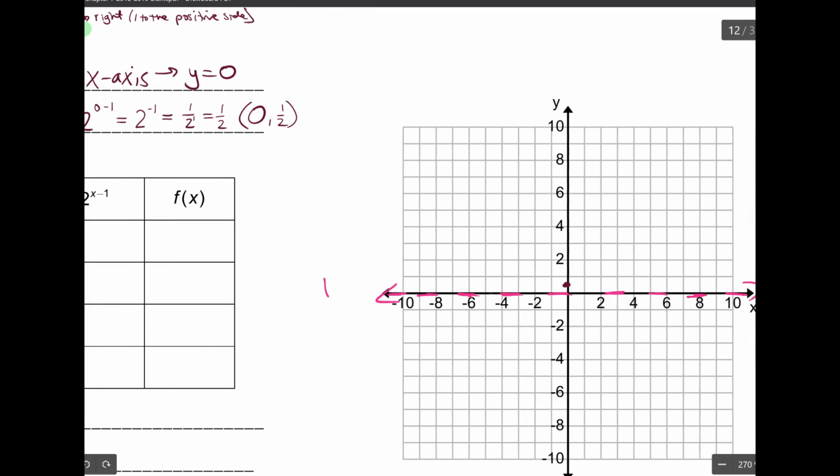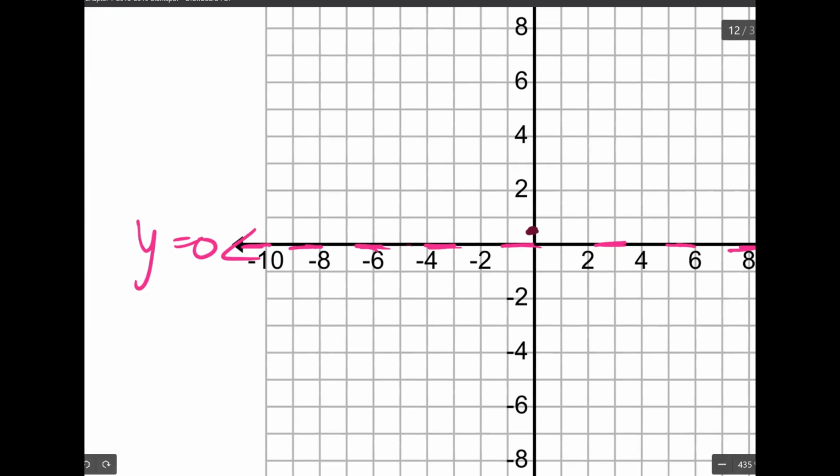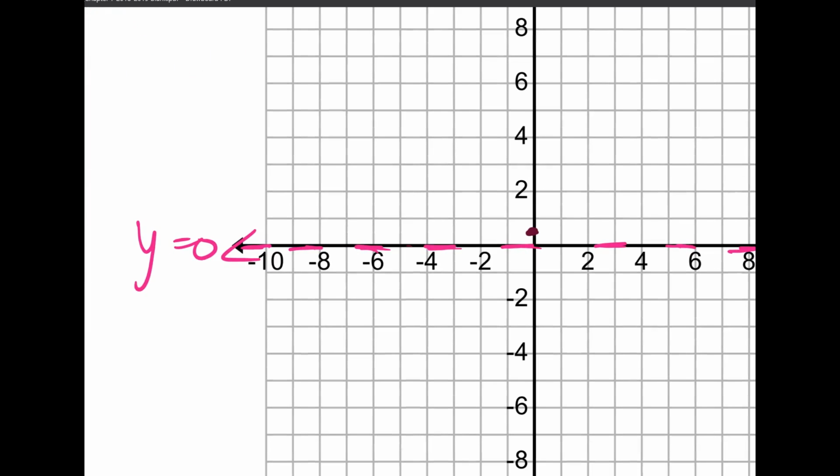Okay, so this is y equals 0. It's my asymptote. It's all 0, not 1/2. The asymptote is at y equals 0. The intercept is right here, (0, 1/2), so 0 for x and 1/2 for y. So it's right there.